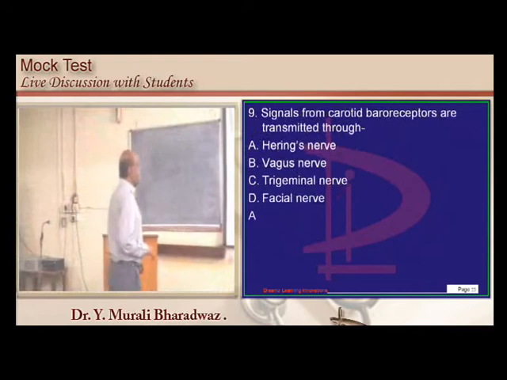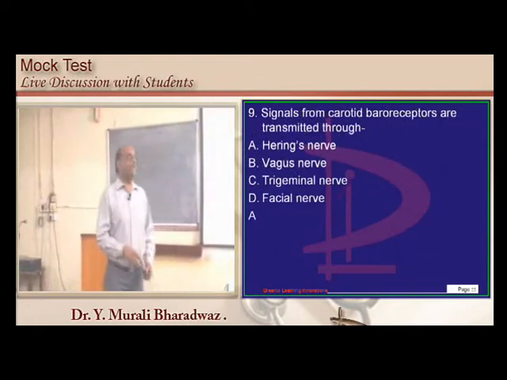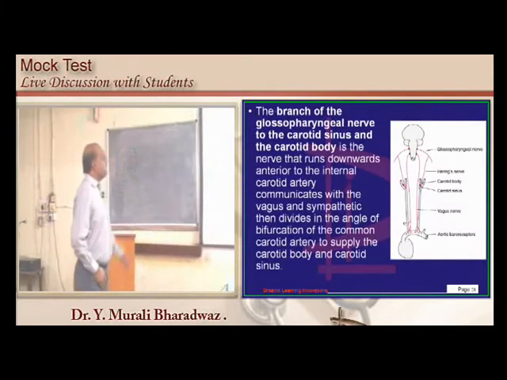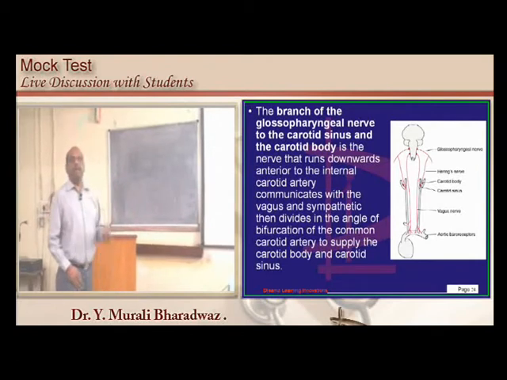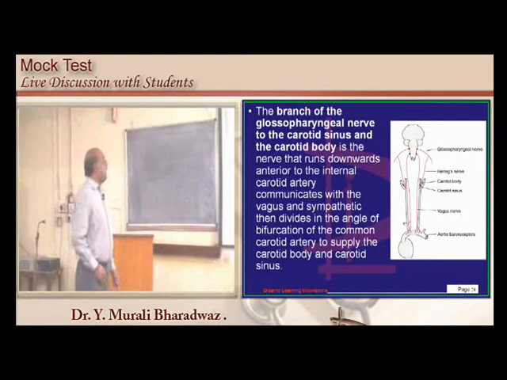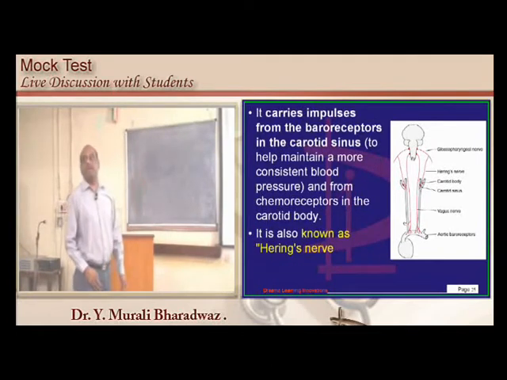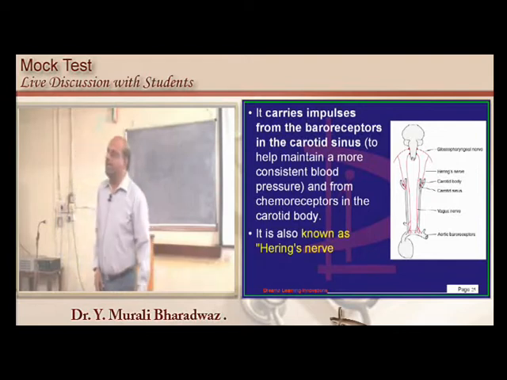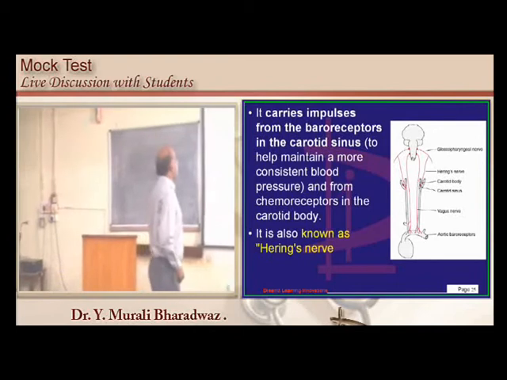Now what do you mean by Herring's nerve? It is the branch of the glossopharyngeal nerve which innervates the carotid sinus and the carotid body, which is responsible for maintaining the carotid reflex. This branch of the glossopharyngeal nerve, also called Herring's nerve, is the mediator of the carotid reflexes, what I would like to underscore to all of you.